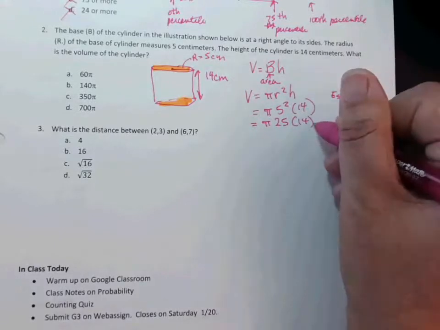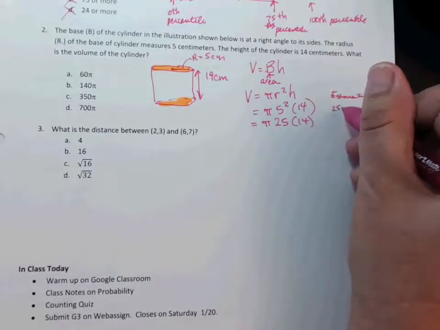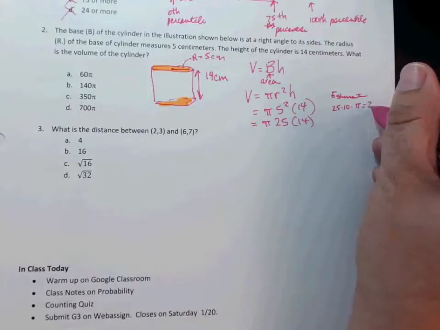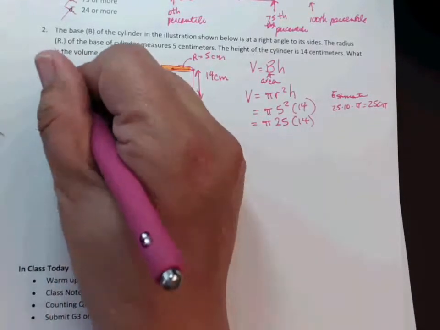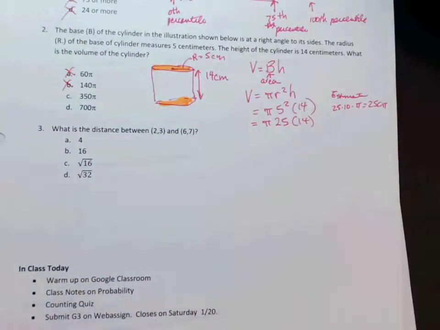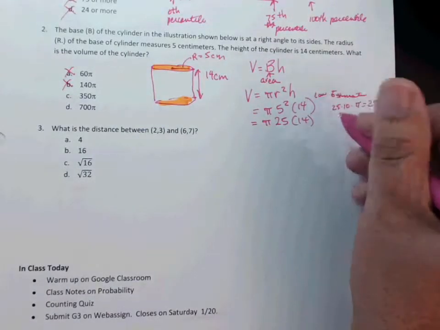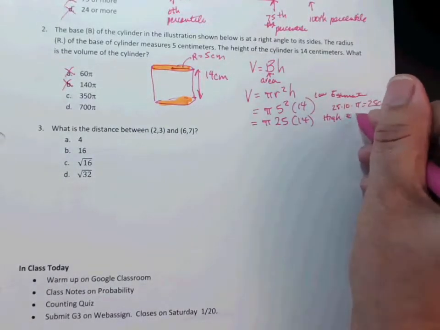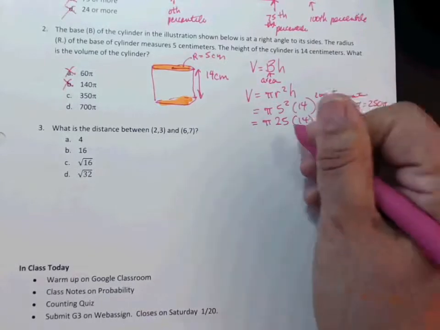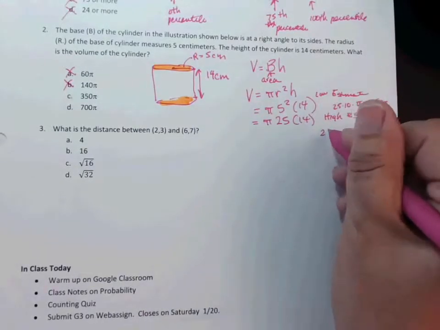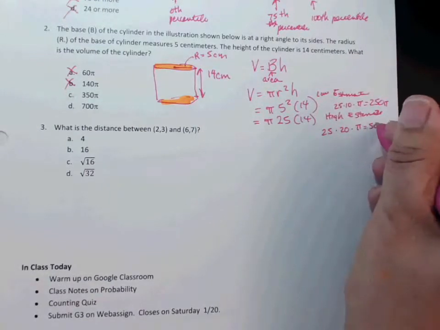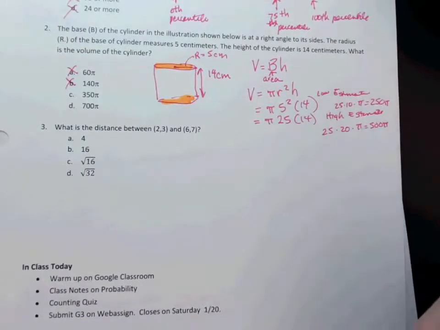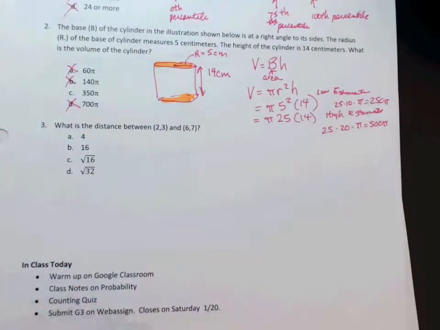If that were 10, that would be 250 pi, right? But that's a low estimate. In fact, I know it's lower than my answer. So it can't be 60 pi or 140 pi. I'm going to do a high estimate. Okay, my high estimate is I'm going to take this ugly number and bump it up. 25 times 20 times pi. That would be 500 pi. Does that make sense? And that tells me that this is too high.